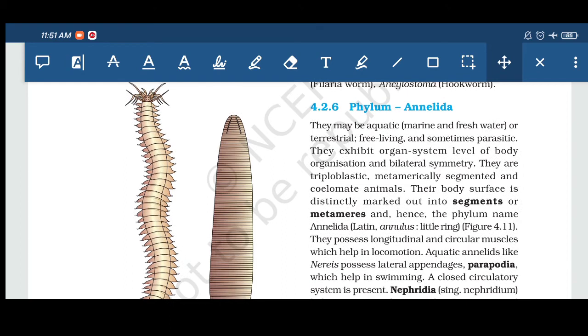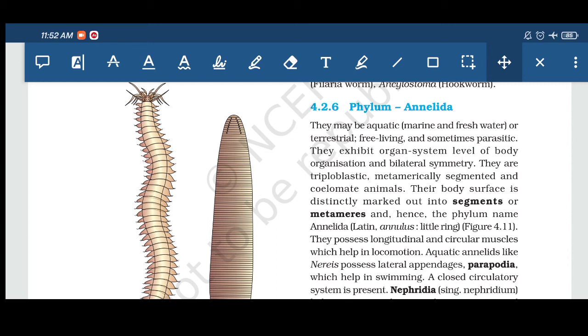Then coming to Annelida. We'll read this phylum and then explain about it. Coming to the next phylum, that is phylum Annelida. They may be aquatic, marine and freshwater, or maybe terrestrial, free living, and sometimes parasitic. Here also they are everything. They may be present anywhere. Maybe aquatic, maybe terrestrial, maybe free living, maybe parasitic also.